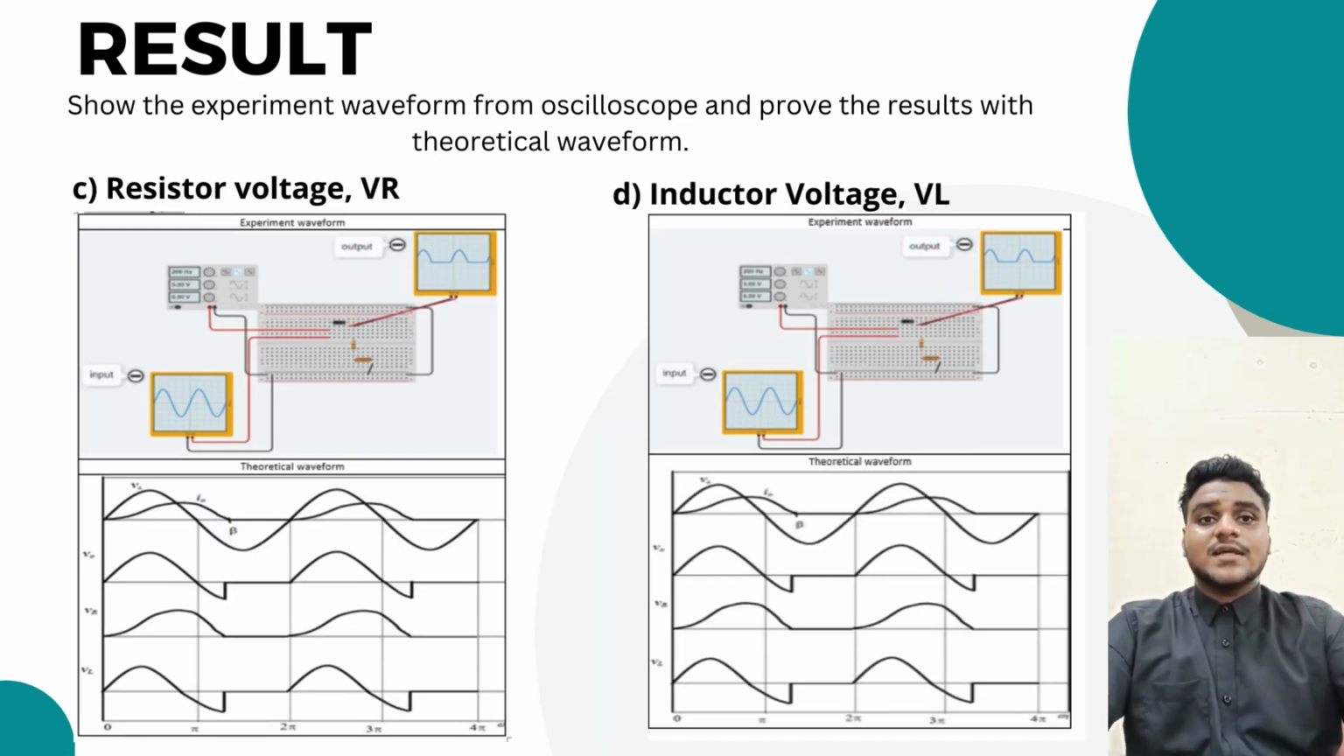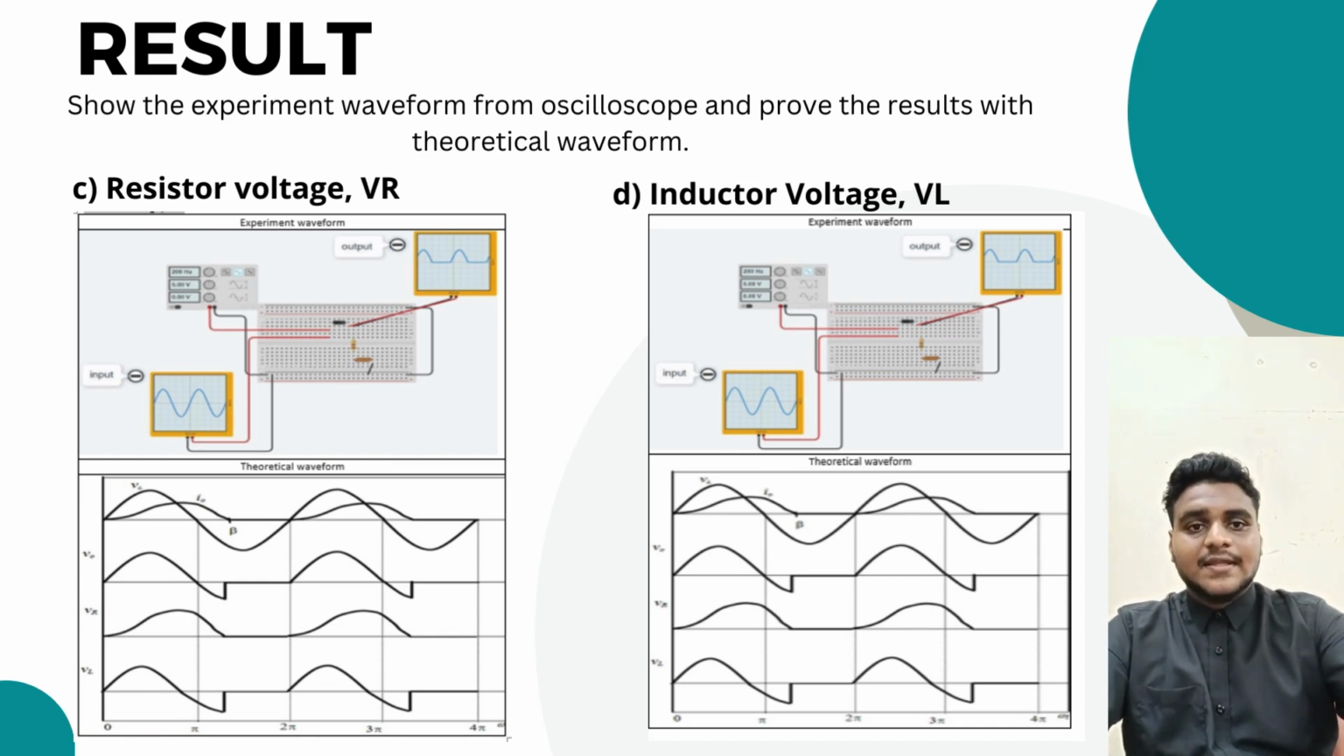And for C, resistor voltage VR. Here is the circuit diagram in Tinkercad and the theoretical waveform of the resistor voltage. And for D, inductor voltage, here is the Tinkercad schematic diagram, and then the waveform of the inductor voltage.